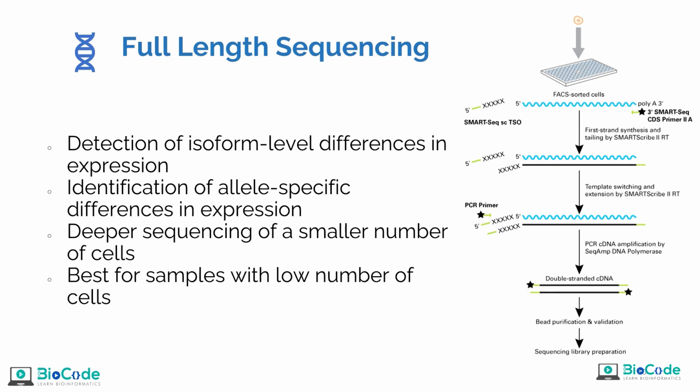With deeper sequencing, a smaller number of cells can also be identified. It is best for samples with a low number of cells. If you have a low number of cells but you are doing full length sequencing, the results are going to be very good. But if you have a higher number of cells, then you can do 3' and 5' end sequencing and get almost similar results in terms of gene expression analysis.